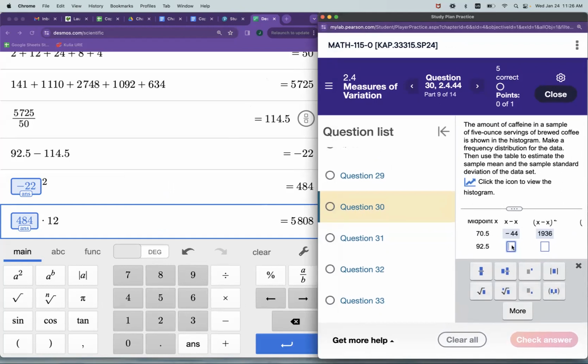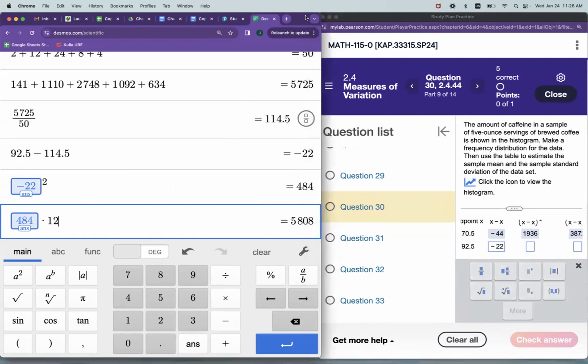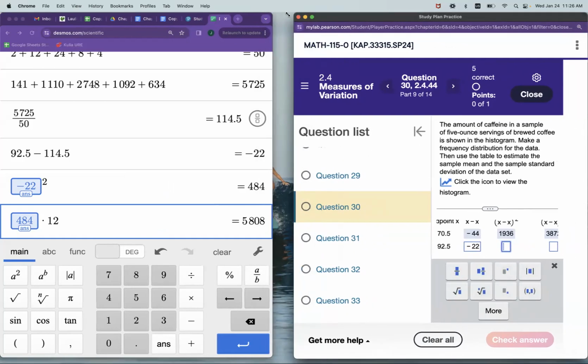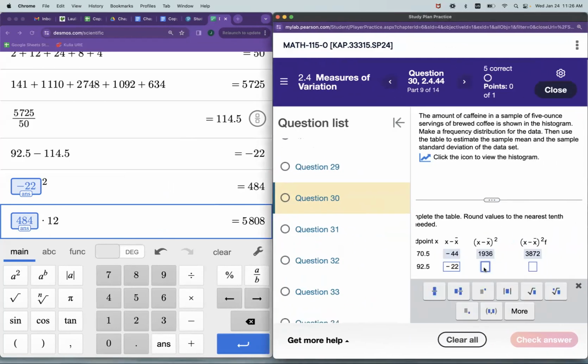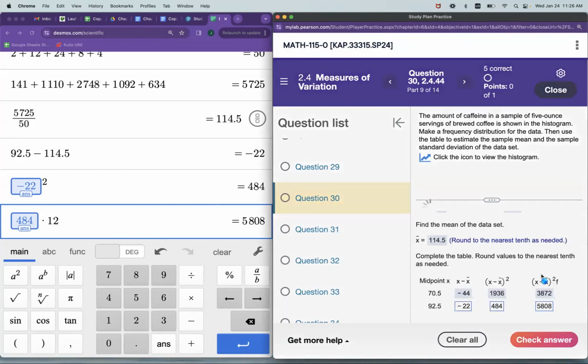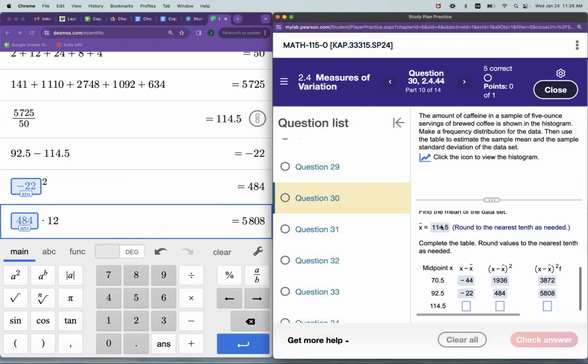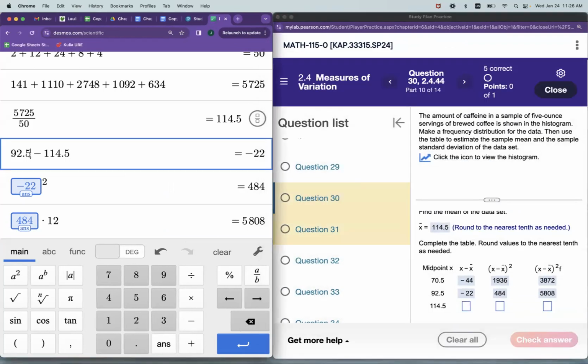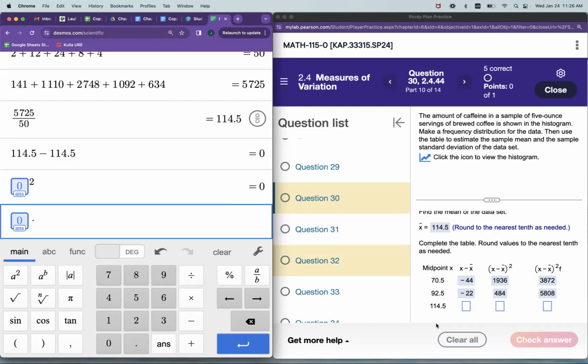Okay, so here it is, negative 22. I've got to move this one over a little bit. Negative 22 squared is 484, and times the frequency, this one is 5808. Okay, next one is 114.5, and that makes everything 0 automatically, no matter what the frequency was.